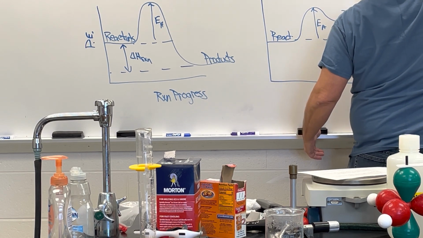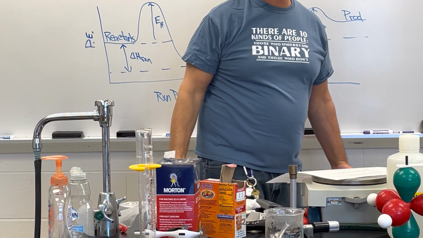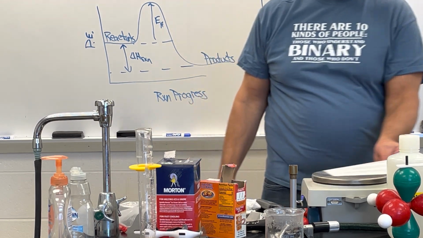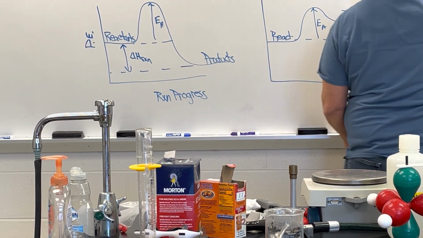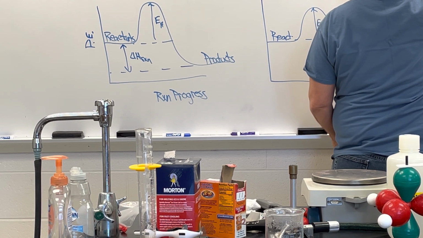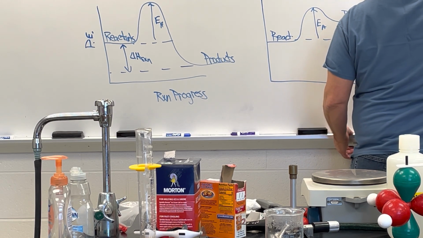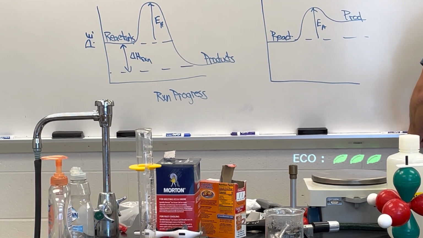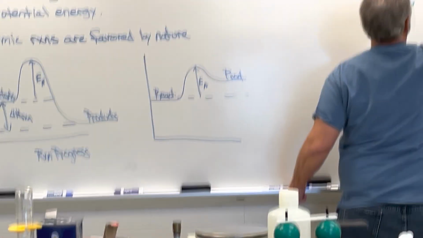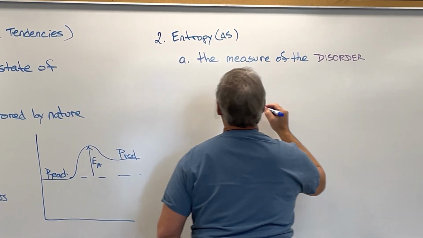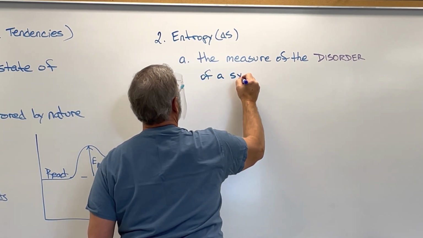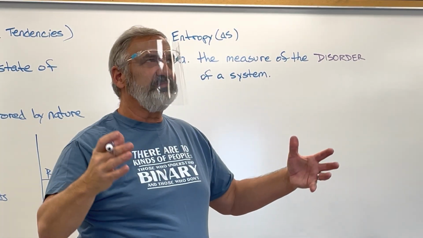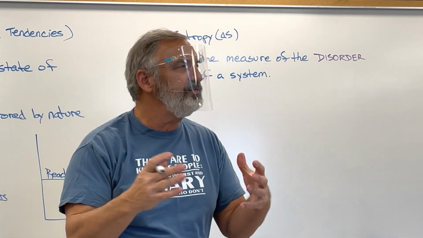We use delta S for entropy. Now I have no idea why. I've tried to research it. Nobody knows why they use S for entropy, but they do. Does anybody know what entropy is? Chaos. It's a measure of the disorder of a system. Not the order, but the disorder of a system. Okay? So it's a measure of how many particles you have, how fast they are moving, the measure of the chaos.